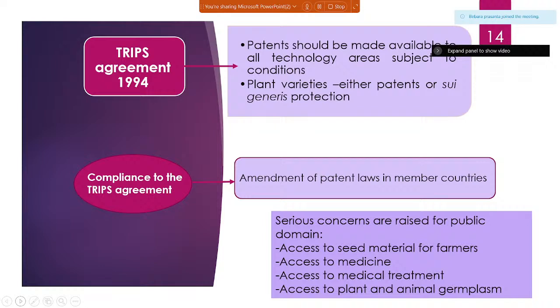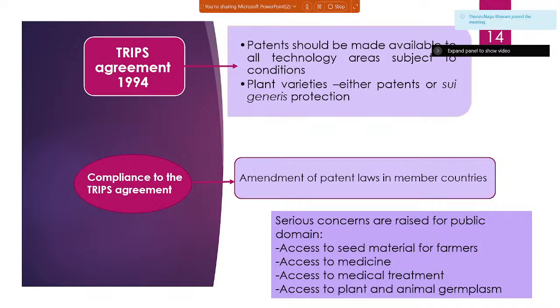TRIPS Agreement 1994, they said that patents should be made available to all technology areas subject to condition, and plant variety protection can have either patents or sui generis protection. We already talked about it. So how do the countries comply with the TRIPS agreement? They have to make some amendment in their patent laws in those countries.